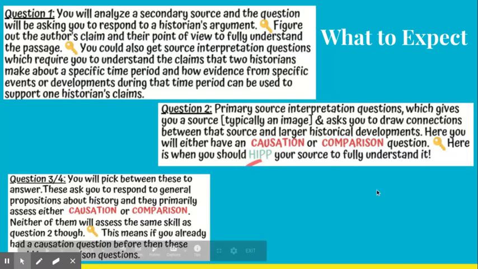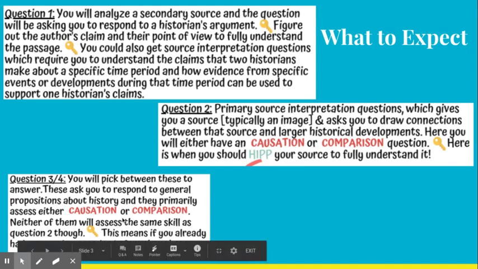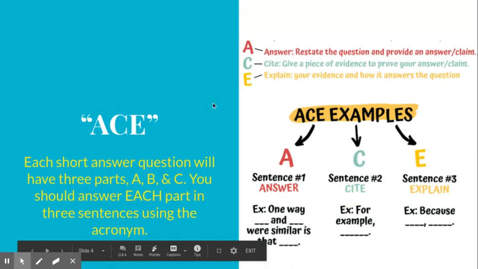Question 2, they're going to give you a primary source, a picture or a passage, and it asks you to basically talk about it. What's going on in this picture? Is there a different example of something like this? Can you compare these things? Did one thing cause another? Okay. And then question 3 or 4, you get to choose between that. And it's just like you've got to know it questions. Okay. If you're confused on what some of these mean, you guys can ask me, but we're going to be looking at examples of these. You don't need to worry about it that much right now.